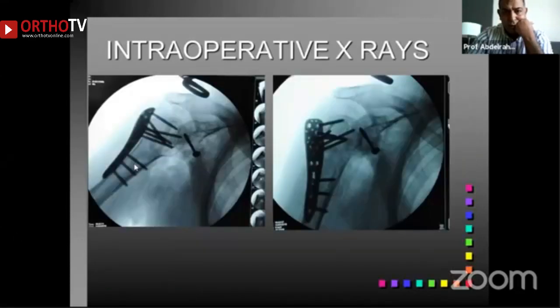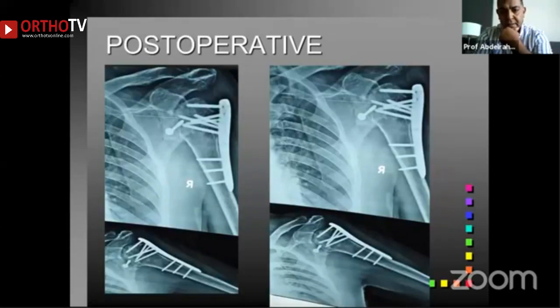This is the early intraoperative X-rays. Also, we did coracoid bone block to add stability for these patients. Most of these cases need bone block to add stability and to push the head inside the glenoid. This is X-rays, and the patient had some range of motion.